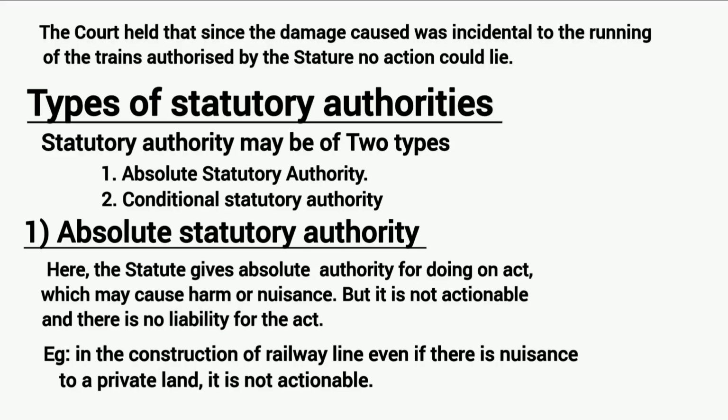Statutory authority can be classified into two: absolute statutory authority and conditional statutory authority. Absolute statutory authority means the statute gives absolute authority for doing an act which may cause harm or nuisance, but it is not actionable and there is no liability for the act. In construction of a railway line, even if there is nuisance to a private land, it is not actionable.